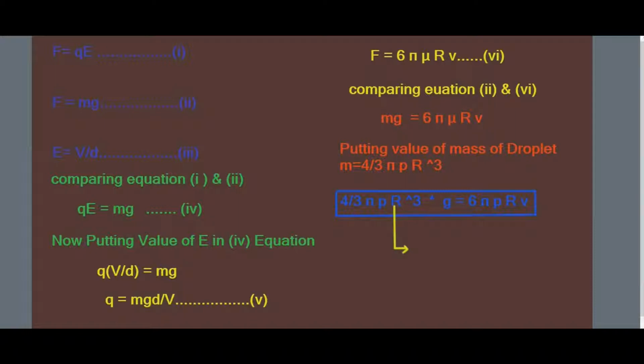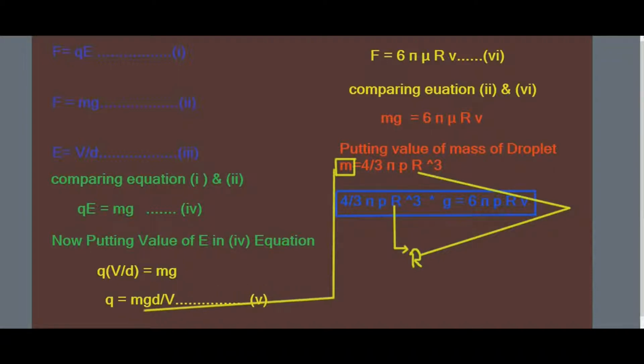Then we put the mass equation in the above result. From that equation we determine the radius of the particle and place it in the above equation. Place that m value in equation 5.